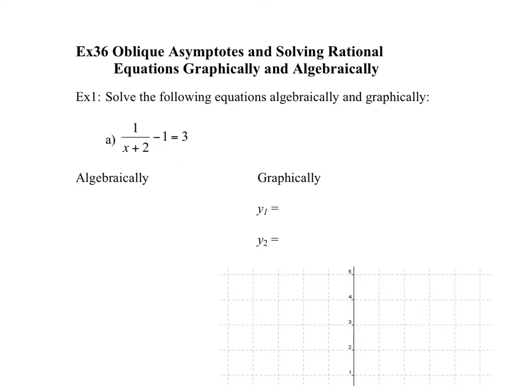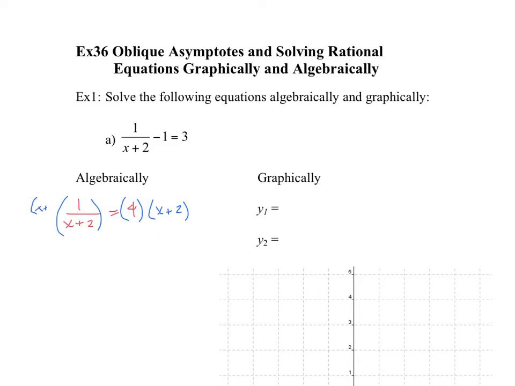So here basically just using some algebra to solve for x. Okay, so the first thing I'm going to do is bring this 1 over to the other side. So you'd have 1 over x plus 2 equals 4. And then to solve for x, I need to bring x to the numerator. So what I'm going to do is multiply each side by x plus 2.